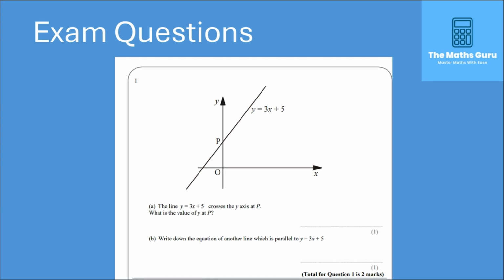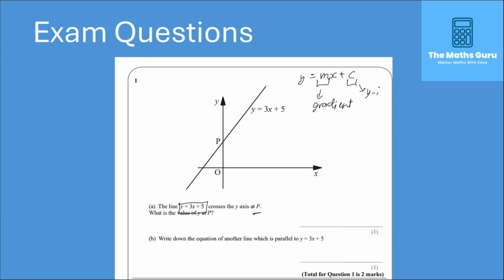Getting started with question 1, it tells us that the line y equals 3x plus 5 crosses the y-axis at point P. What is the value of y at point P? If you remember from the revision video, y equals mx plus c is the general form for our equation of the line. m is our gradient and c is our y-intercept.